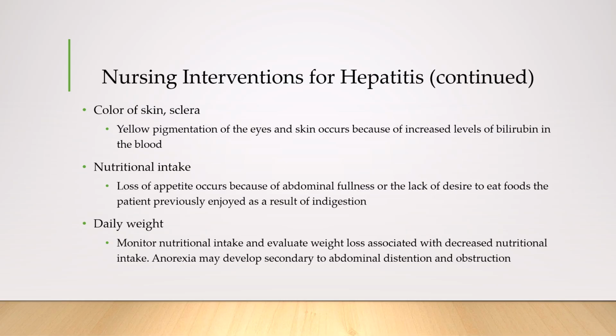We are going to assess the color of the skin and the sclera. Yellow pigmentation of the eyes and skin occurs because of increased levels of bilirubin in the blood. We are going to note their nutritional intake. Loss of appetite occurs because of abdominal fullness or the lack of desire to eat foods the patient previously enjoyed as a result of indigestion.